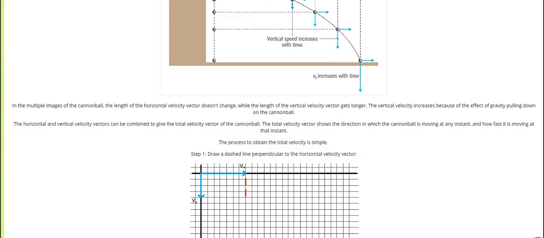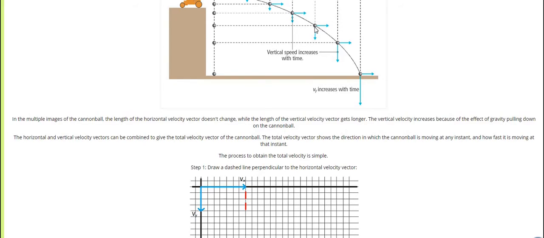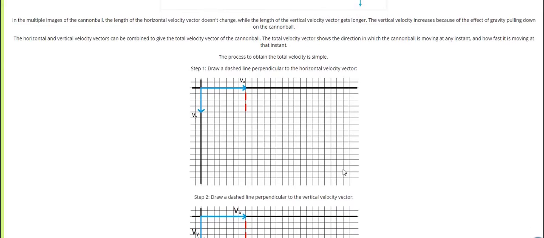We can pick any one of these instantaneous pictures of the cannonball, and we notice that there's an arrow that points to the right and an arrow that points down. So in this graph we're replicating those vectors. The vector pointing to the right represents the horizontal velocity, and the vector pointing down represents the vertical velocity. We're going to do the vector sum, which is the way we add vectors together, to get what's called the resultant vector.